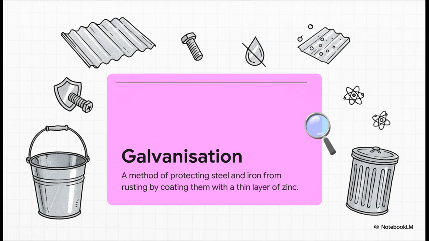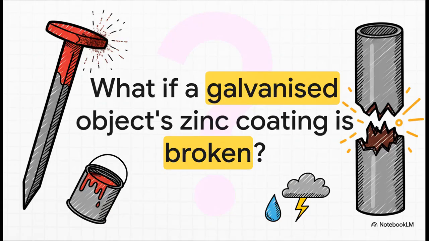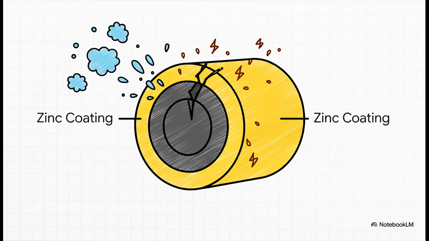That's galvanized iron. But wait a minute, what happens if that zinc coating gets scratched? We know that if paint gets scratched on a gate, the iron underneath starts to rust, right? So does the same thing happen here? Well, the answer is no. And this is what makes galvanization so special.